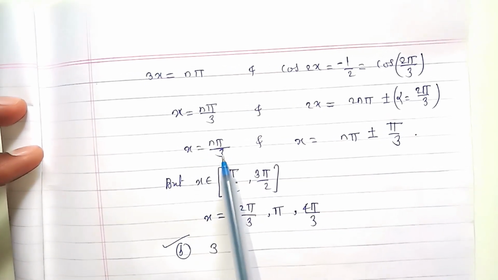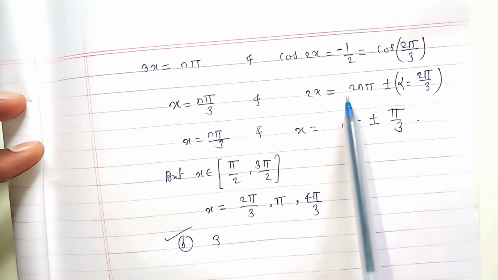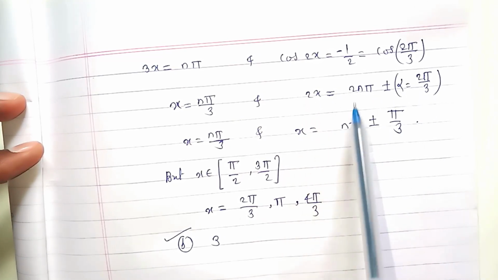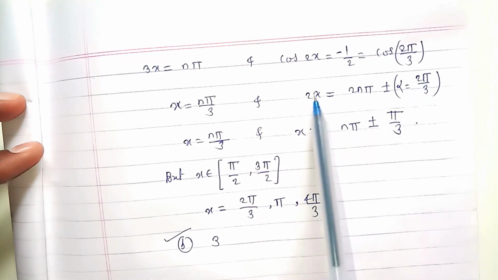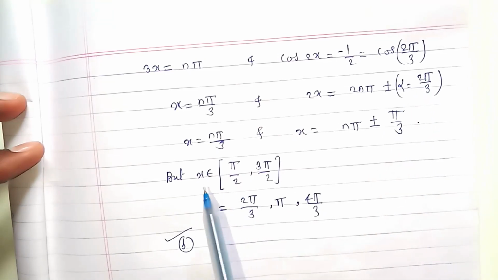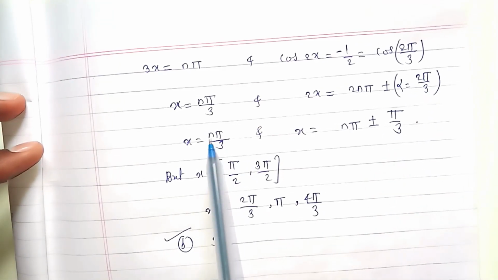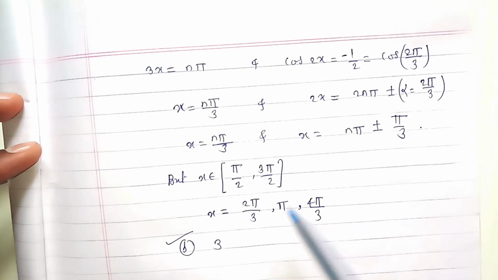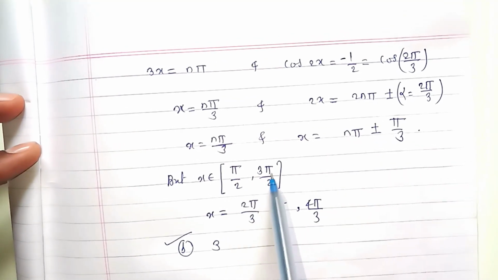So I got x as n pi by 3 by using the first theta. Now by using the second one, taking 2 here, the 2 gets cancelled, so x is equal to n pi plus or minus pi by 3. So I got the two possible values for x: n pi by 3 and n pi plus or minus pi by 3. But we need x which belongs to pi by 2 to 3 pi by 2.